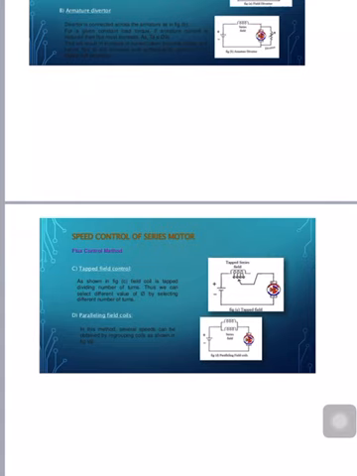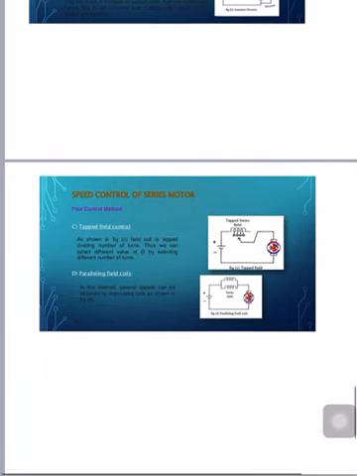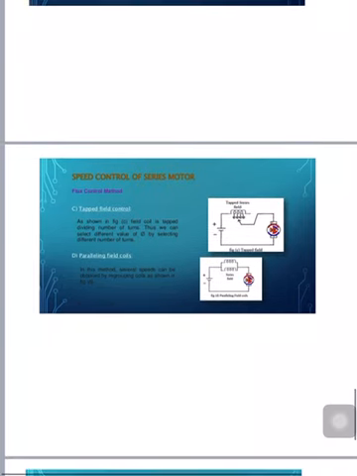Tapped field control is another method of increasing the speed by reducing the flux, and it is done by lowering the number of turns of field winding through which current flows.